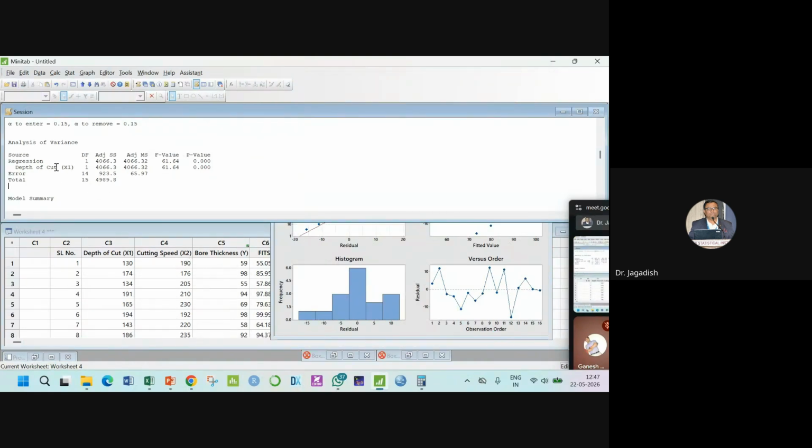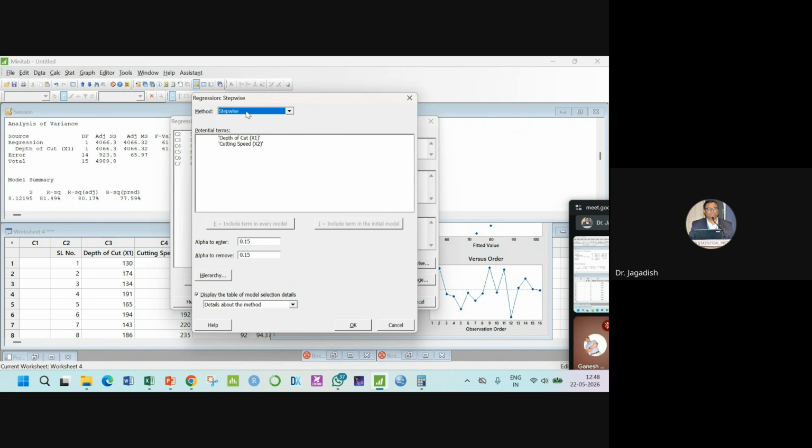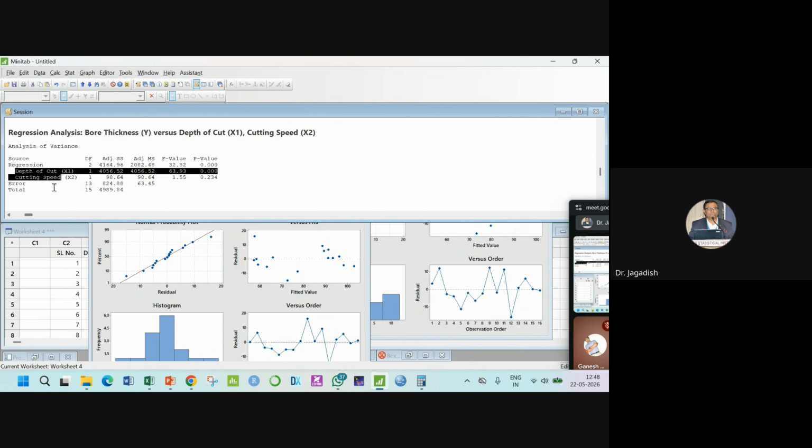So when you are adding another variable using stepwise regression, it has already removed that variable, and it calculates the variable which is important to the model. I want to show you that also. If you do not select stepwise, what will happen? Regression, fit regression, I will not select the stepwise, I will just select none. Then your model has both the variables in the ANOVA analysis also, depth of cut as well as cutting speed.